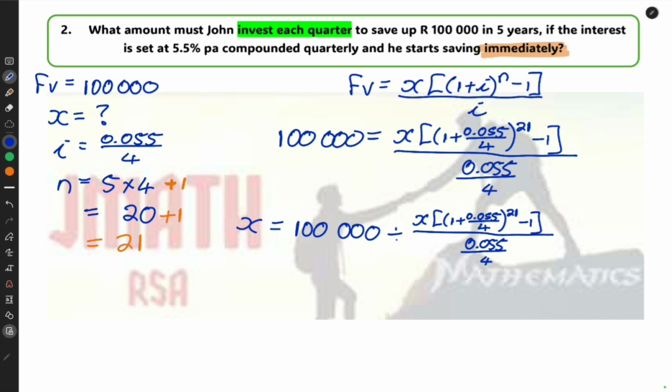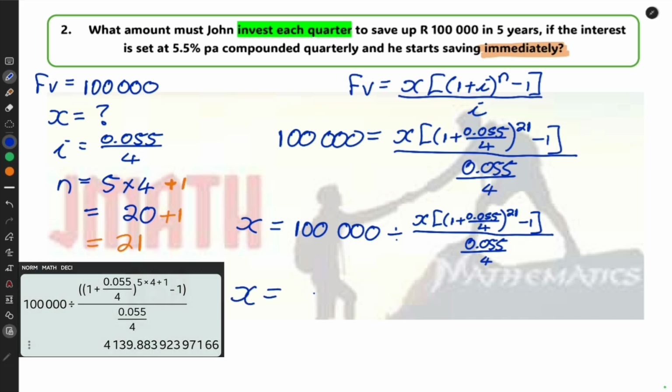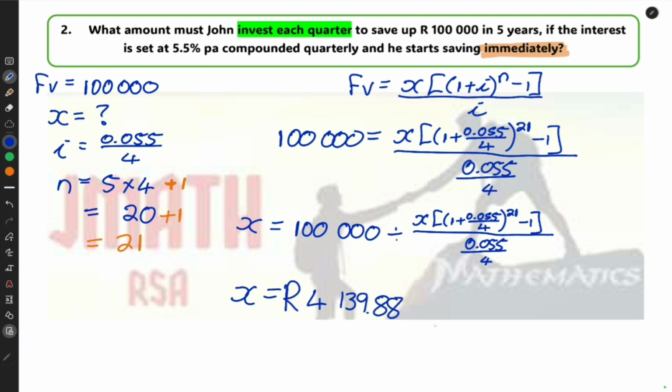So if I just type in that massive calculation into the calculator, it would tell me his x needs to be 4139.88 rands per quarter. There we go. That's how you would answer a sum like this. So once again, I don't need to show all the little calculations on the right. I can just show the teacher that I'm taking the 100,000 divided by the entire fraction. If you look at memos, that's exactly how they would do it as well.